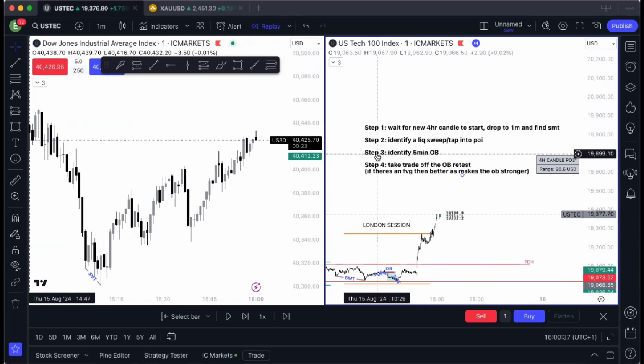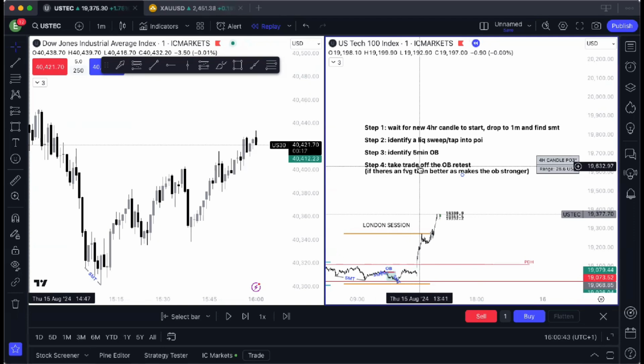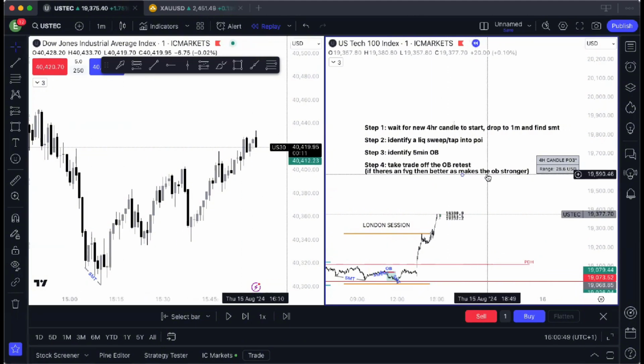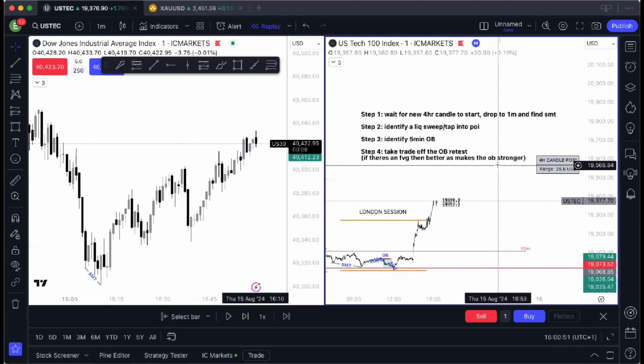My next step is I identify a 5-minute order block. And then step 4, I take my trade off of the order block retest. And then again, I just put it in brackets: if there is an FVG, then better, as it makes the order block stronger. For an example, if you have an order block and directly above or directly below, you have a fair value gap, then it just makes the order block that much stronger.